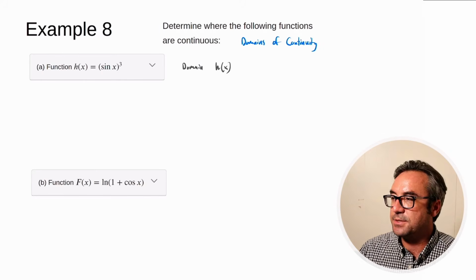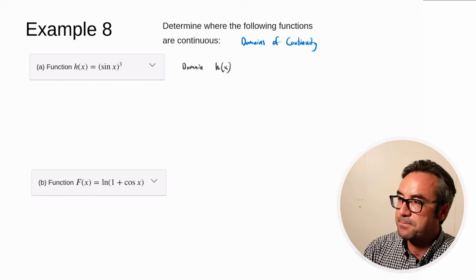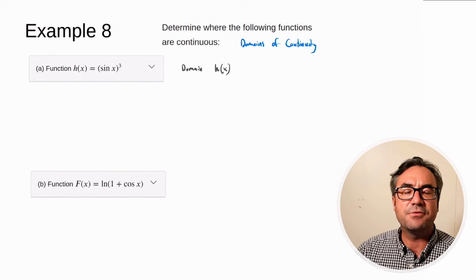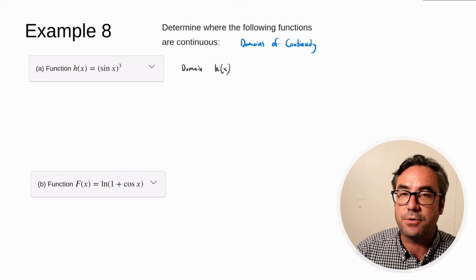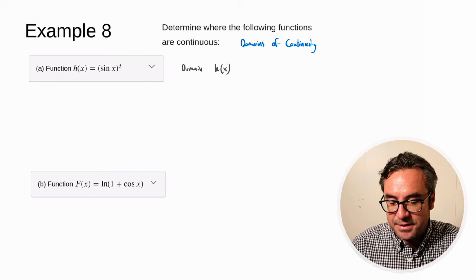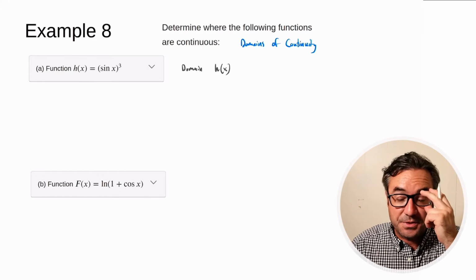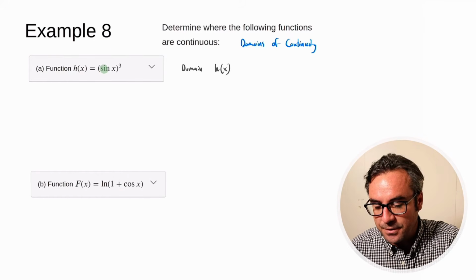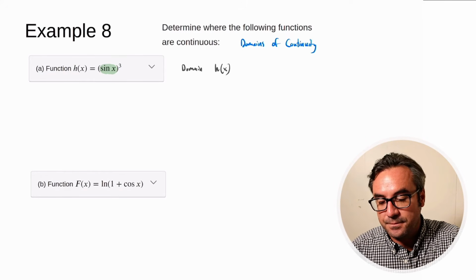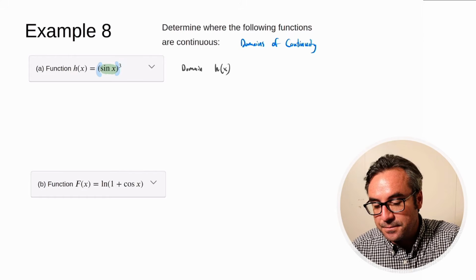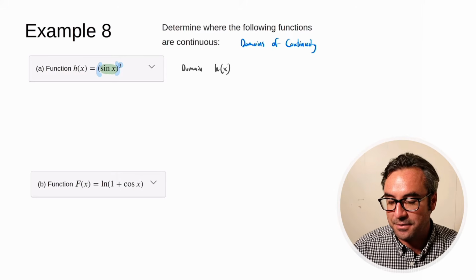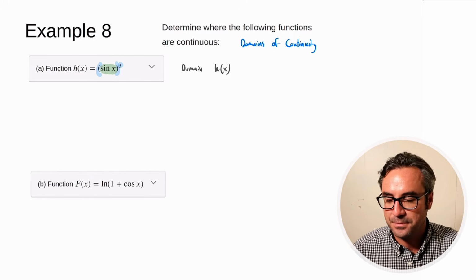So the idea is we want to look at this composite function and identify what the inner function is and what the outer function is. The inner function is, well, the stuff inside the parentheses usually. So our inner function here is going to be this sine x. The outer function is the stuff outside, the outermost layer of the function here.